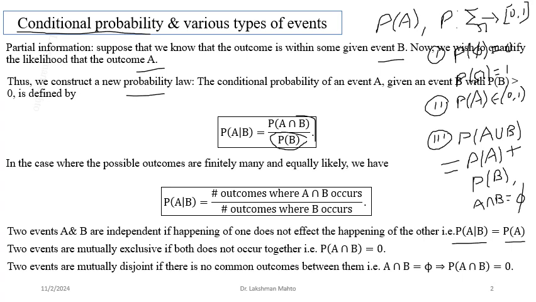Now, again, I had discussed mutually exclusive events. What is the meaning of mutually exclusive events? When two events don't occur together, the happening of one excludes the happening of the other. That means the probability of joint occurrence of A and B is zero. Then we say that A and B are mutually exclusive. And two events are mutually disjoint when there is no common outcome between them. So mutually disjoint implies mutually exclusive.